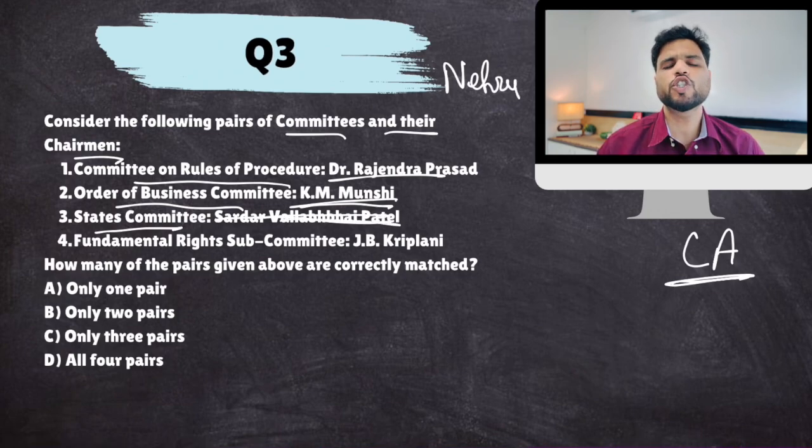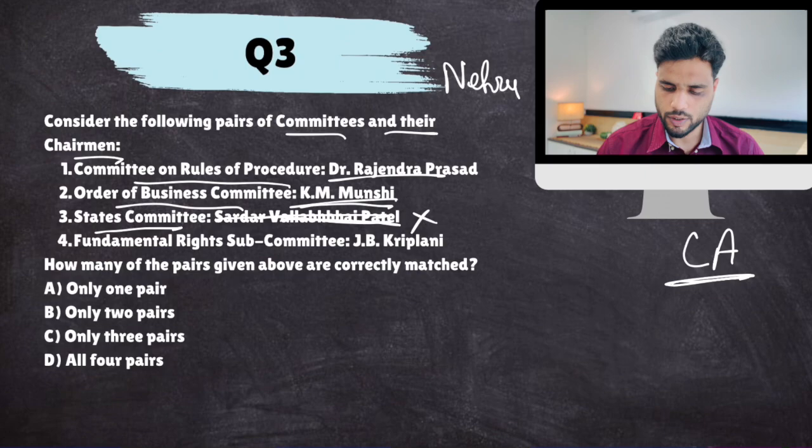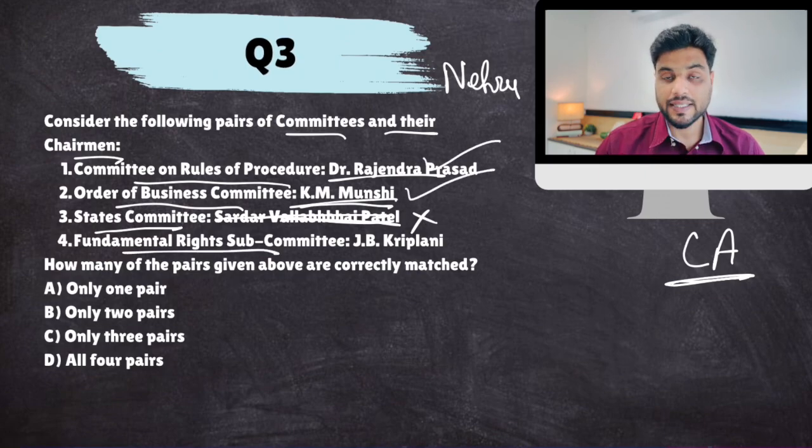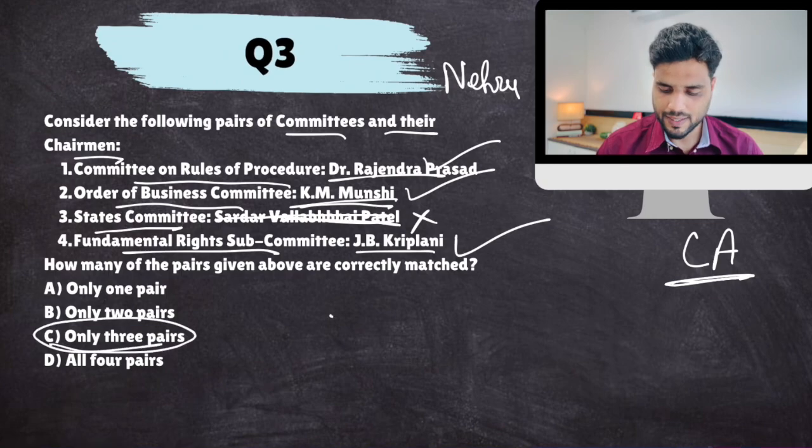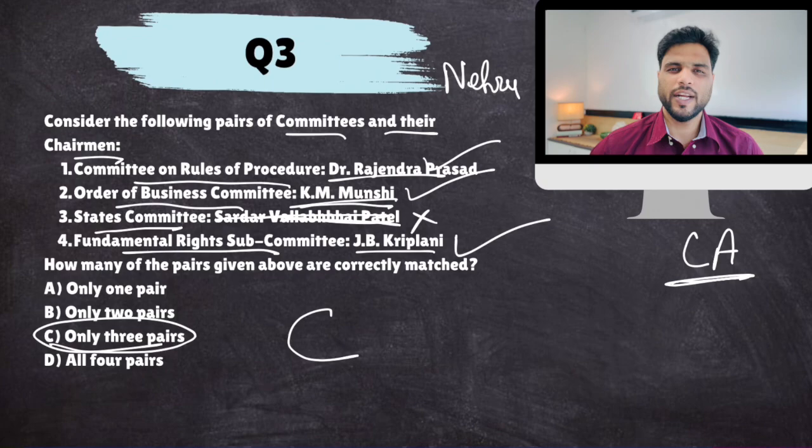States Committee, well, it was under Jawaharlal Nehru, not Sardar Patel. Sardar Patel was the Provincial Constitution Committee, so this is false. And Fundamental Rights Subcommittee was under G.B. Kriplani. Absolutely correct. Only 3 pairs are correctly matched. Okay, this is a question related to facts. It's a factual question, not conceptual. So we are not going to spend more time on it.